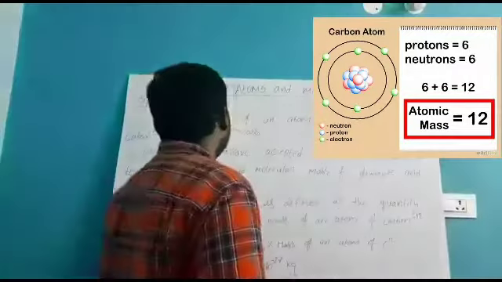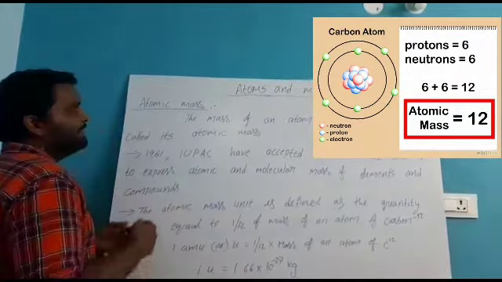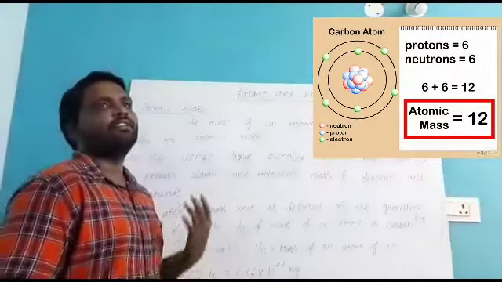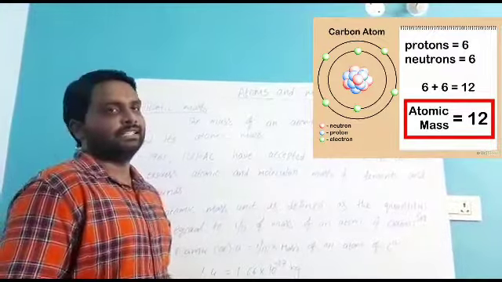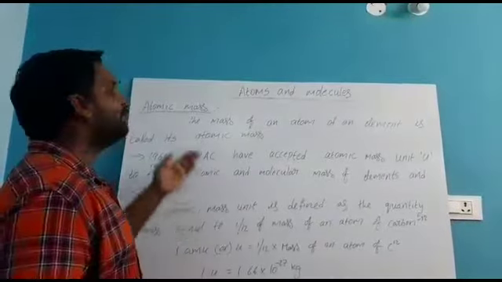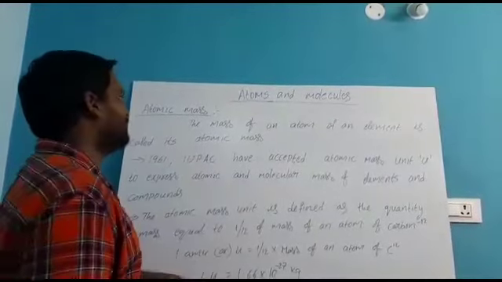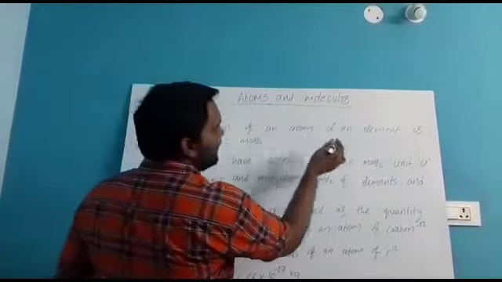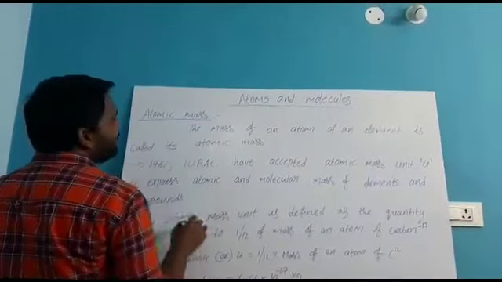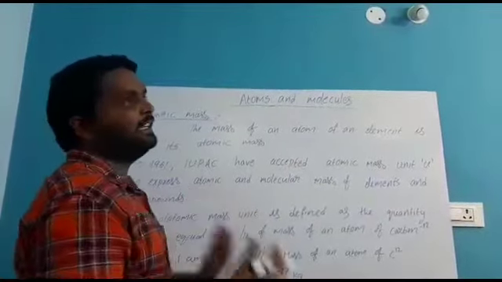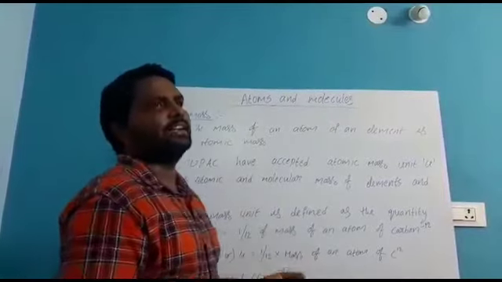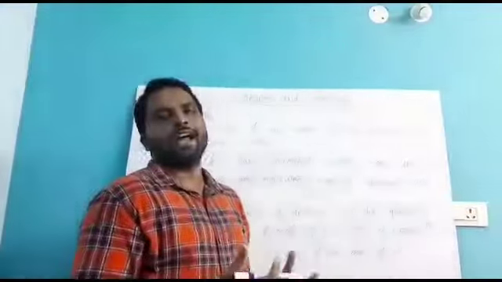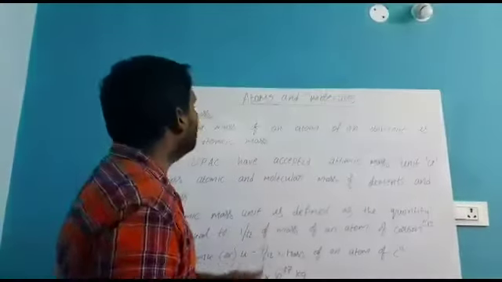First we will see atomic mass. Previously we discussed the characters of an atom, how it is present in matter, and how we can symbolize those atoms. Now in this video we will discuss atomic mass. What is the definition of atomic mass? The mass of an atom of an element is called its atomic mass, that is, the mass of any atom present in matter.